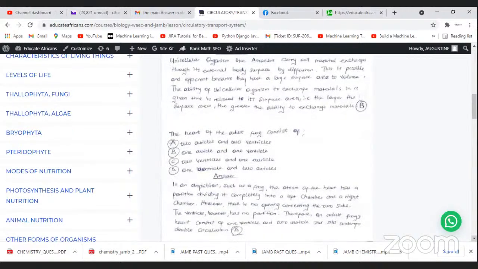So you can see that these biology questions are actually relatable. They are easy to push through, provided you've been working. Now, the heart of an adult frog consists of dash. The heart of an adult frog consists of that.